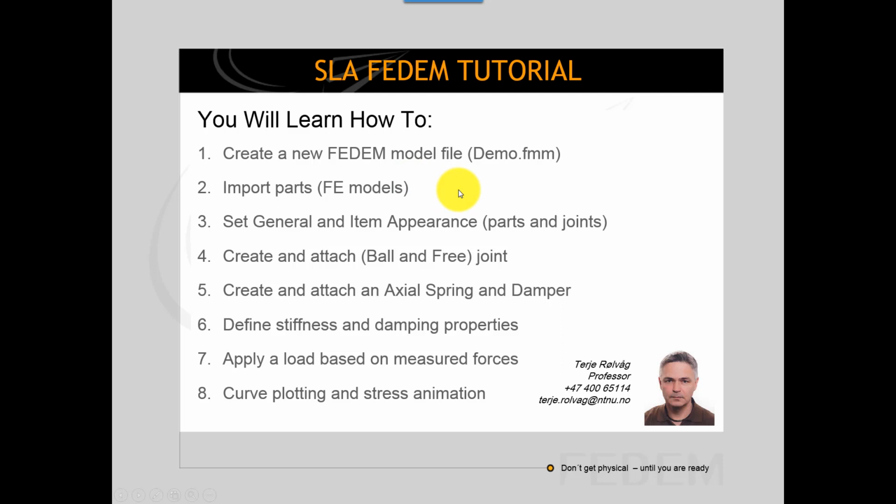Then I will use the general and item appearance to manipulate the view settings of the different components. I will create and attach different types of joints, ball and free joints. I will also model an axial spring and a damper. And then I will use the property editor to define stiffness and damping properties.